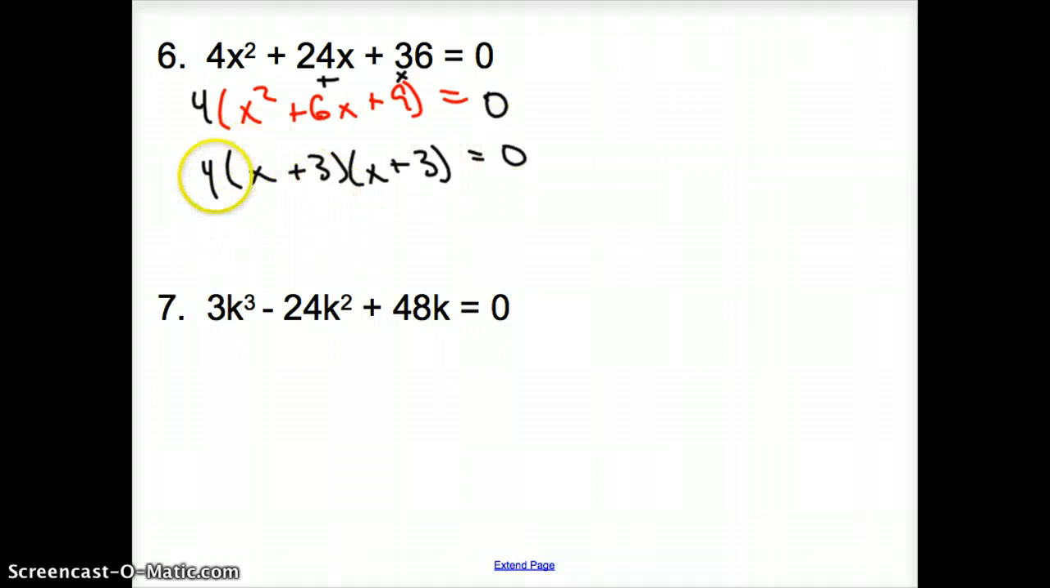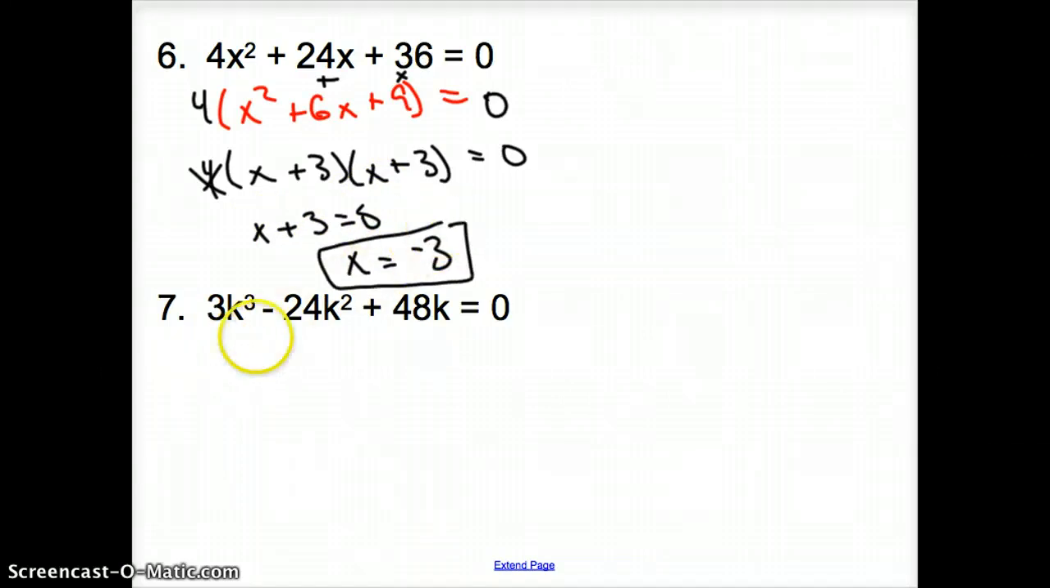So now when we solve for this, we don't need the 4 because there's no variable attached. We can just go x plus 3 equals 0. I don't need to set this one equal to 0 because it's the exact same as that, so I just subtract it over. So x equals negative 3 after I subtract. And then one more with number 7.